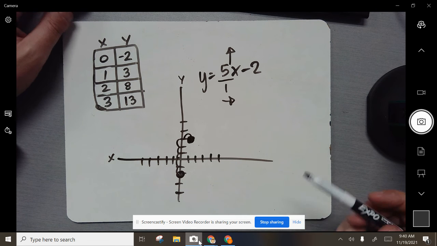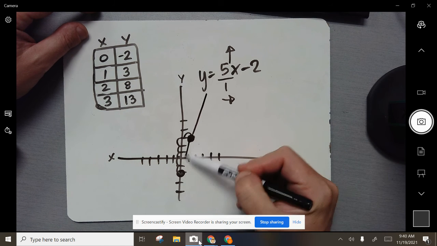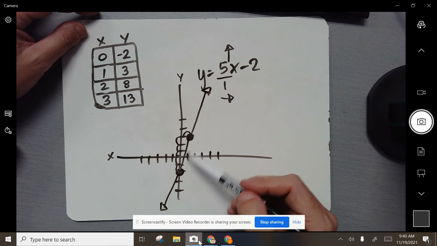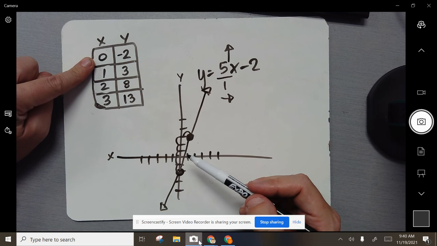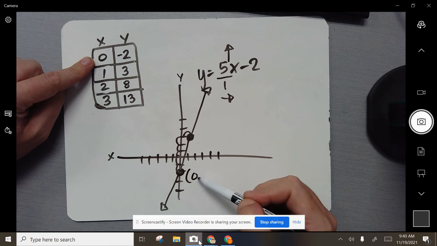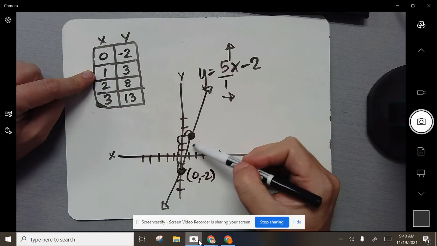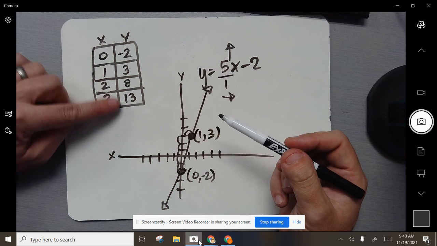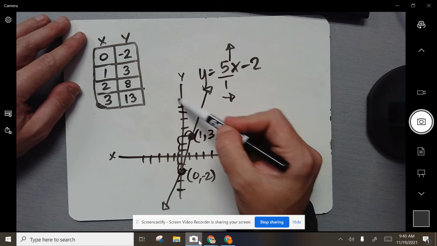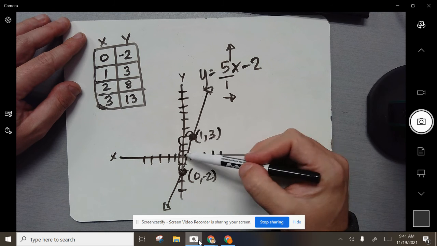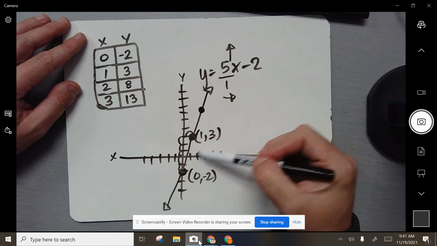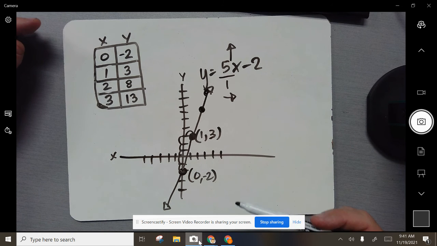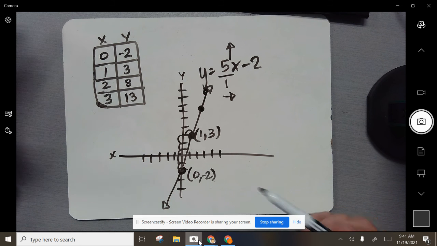Okay. And if you notice, you can draw your line. And if you noticed right away, these 2 coordinates are actually my first 2 coordinates in this table. 0, negative 2 is right here. And then over 1, up 3 is right here. So these points end up touching my line. And if you went over 2, up 8, that would be on it as well. And then over 3, up 13 would be there too. All right. Hopefully you guys learned something. You could end the video that way.